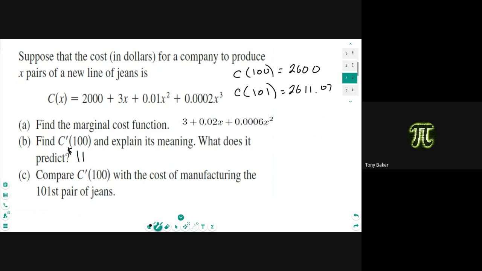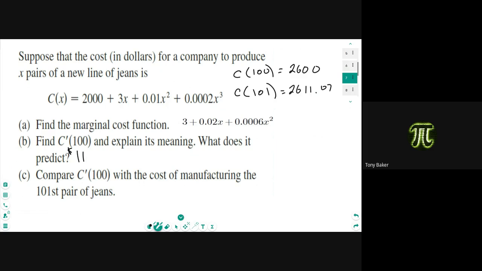Why would they care? Yeah. So if I'm going to make 100 pairs of jeans, I know it's costing me basically $11 per pair at that point. The next one's going to cost me $11 more. So if I'm going to charge $50 for it, I still have room to make some more and still be able to make money. So we want to know where that value is to decide how much I'm going to make.